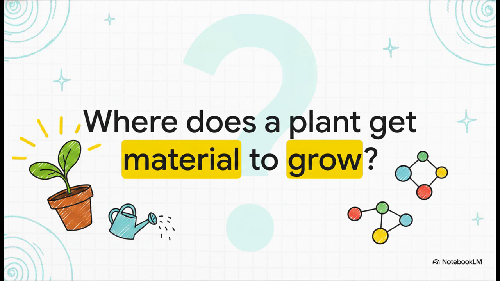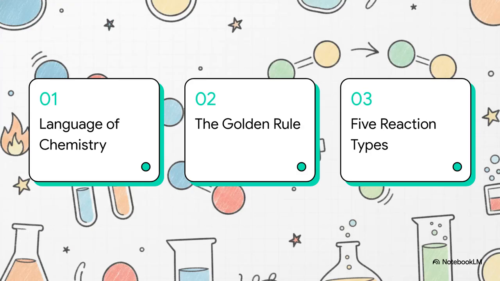Where does a tiny pechay seedling, or any plant in a school garden for that matter, get the actual physical stuff to grow into a massive plant if it's essentially only getting water and sunlight? It kind of seems like magic, right? Well, it's not. It's chemistry. And to solve this mystery, we've got to learn how to read the secret language of the universe. All right, let's dive into this.